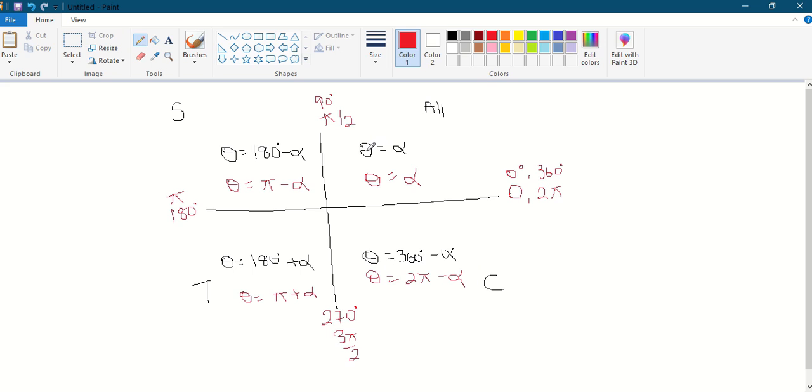So for degrees: first quadrant, theta and alpha are the same. In the second quadrant, theta is 180 minus alpha. Third quadrant, 180 plus alpha. And in the fourth quadrant, theta will be 360 minus alpha.